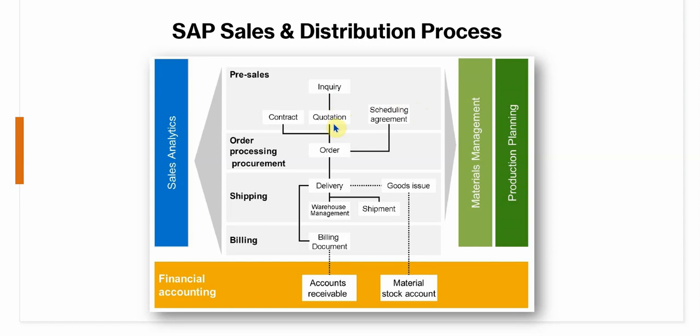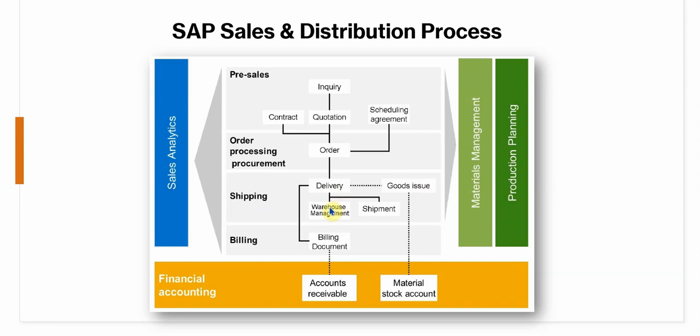So the actual order process starts usually by creating a sales order, and as you can see, you can create it with reference to a contract, a quotation, or a scheduling agreement. Then the sales order is created. The moment you have stock available, the delivery is created in SAP, where the warehouse process, the shipping process starts, and there's a few steps that you have to follow there.